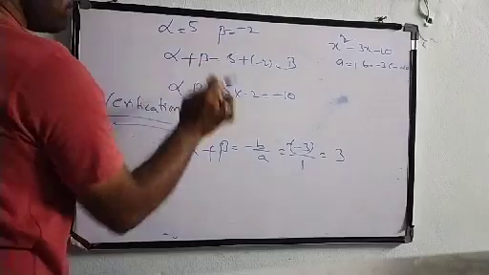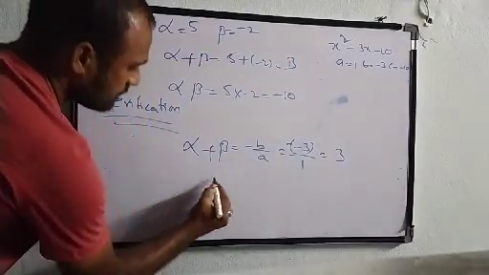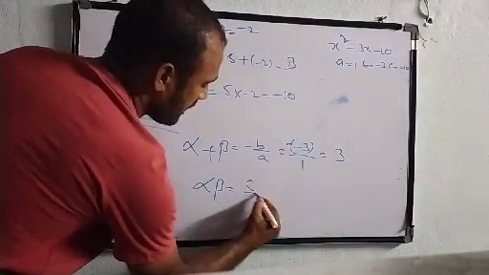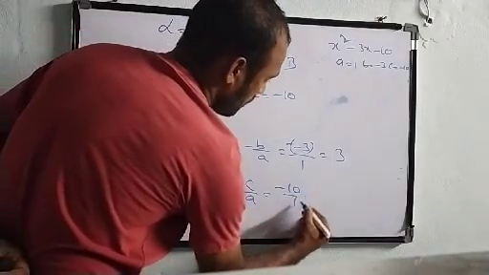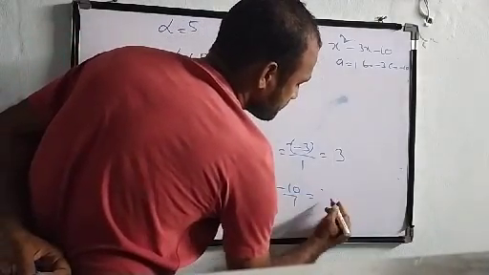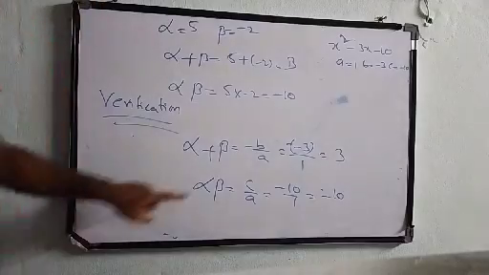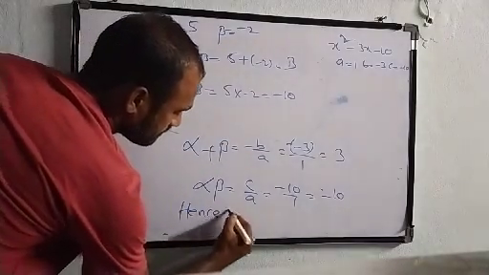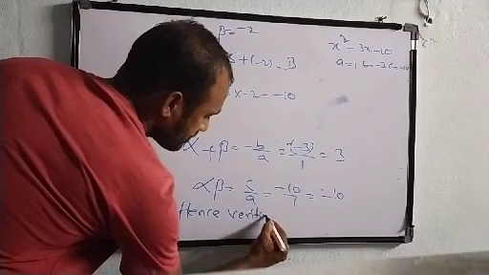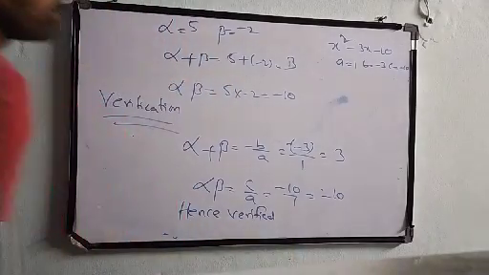So this alpha plus beta and this alpha plus beta are the same, verified. Next, product of the zeros, that is C by A, which is minus 10 by 1, which is minus 10. So here also we are getting minus 10, hence verified.